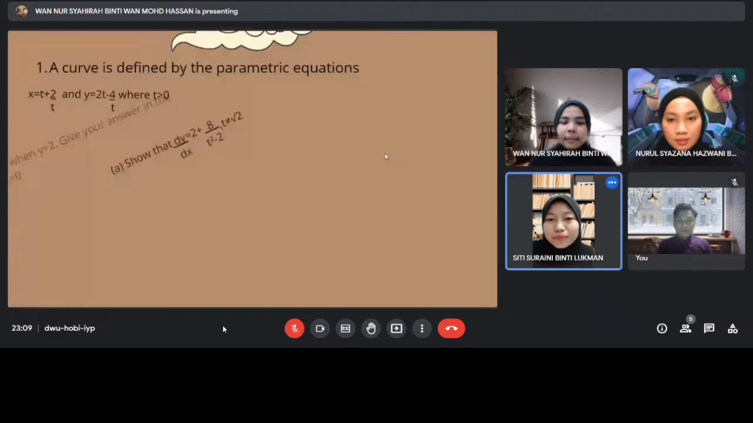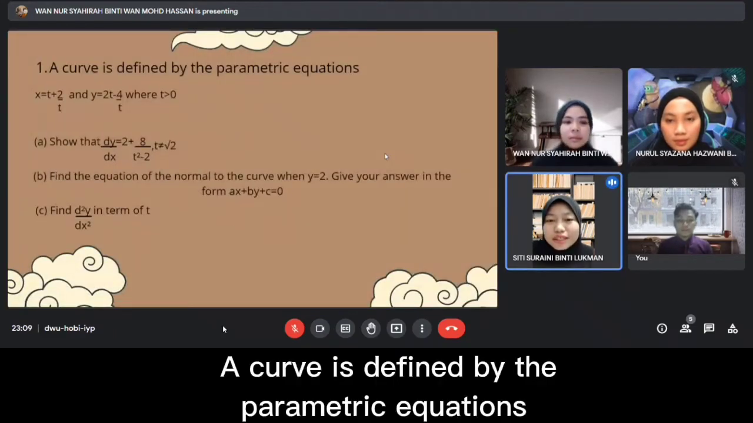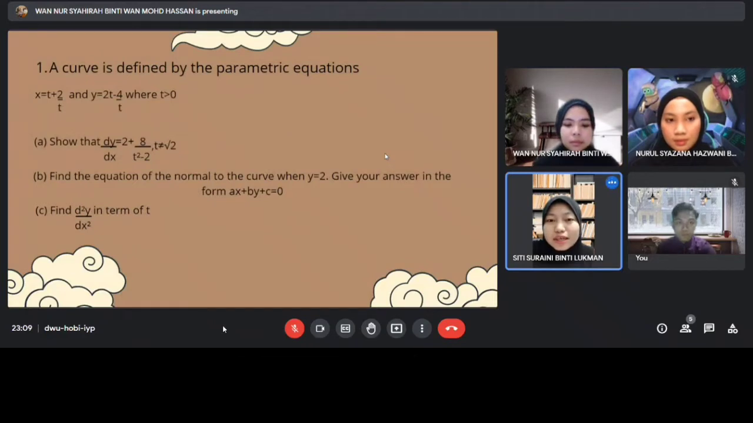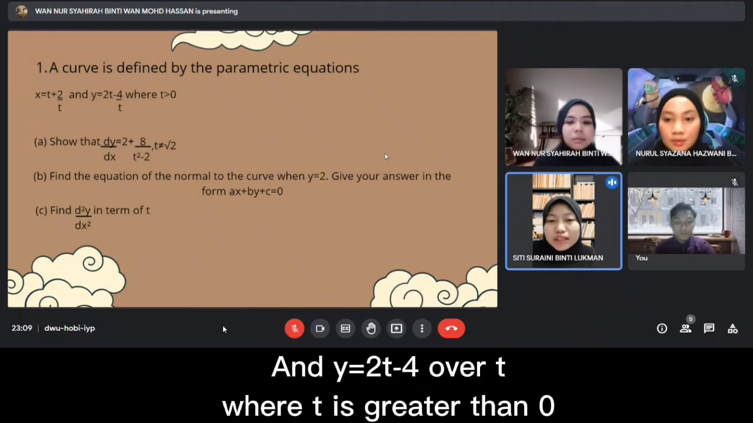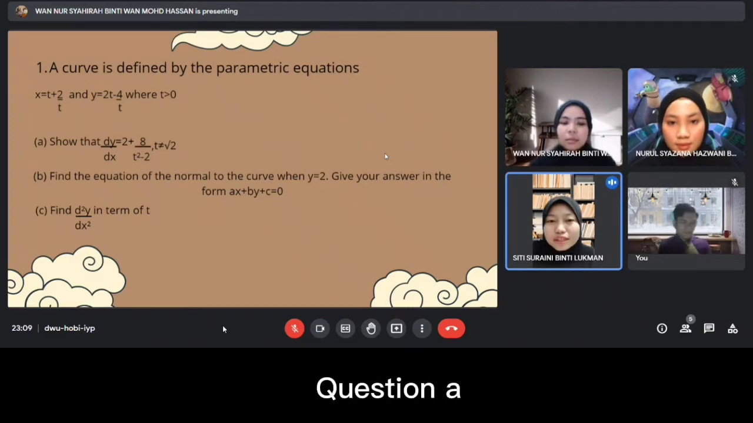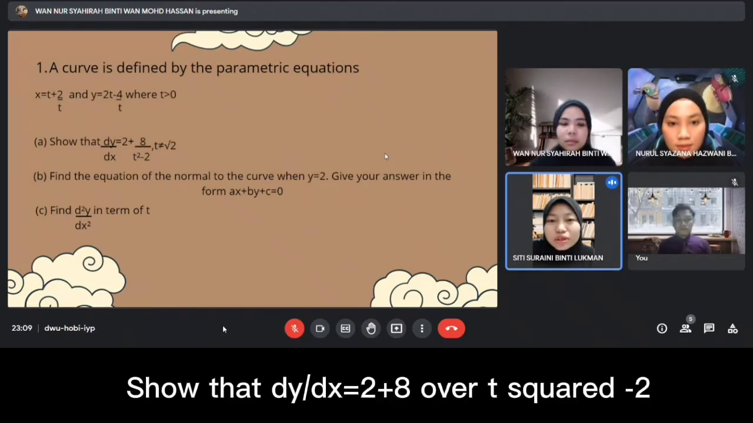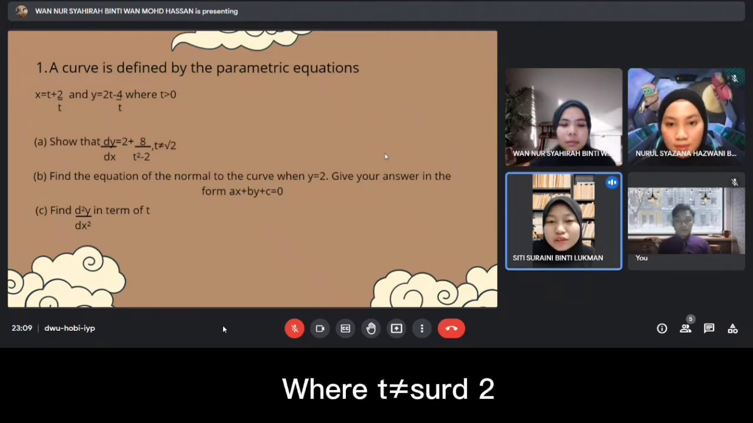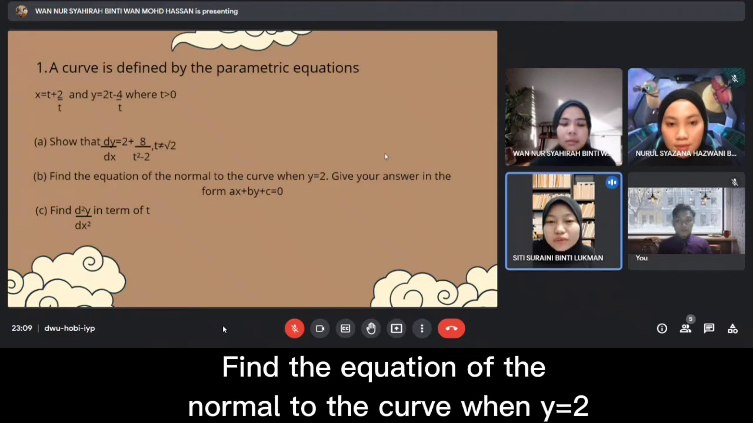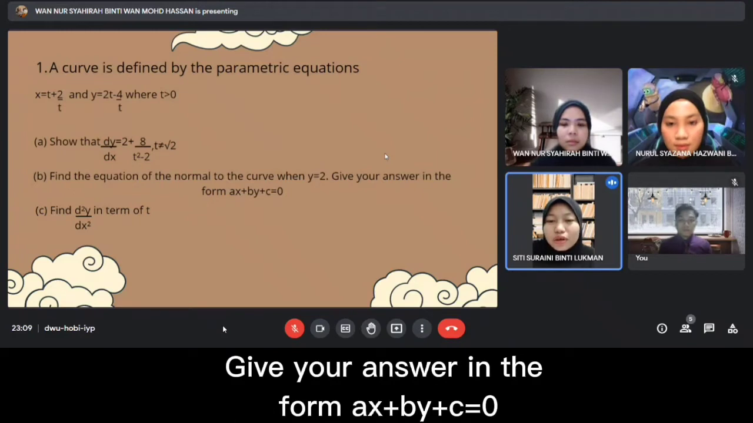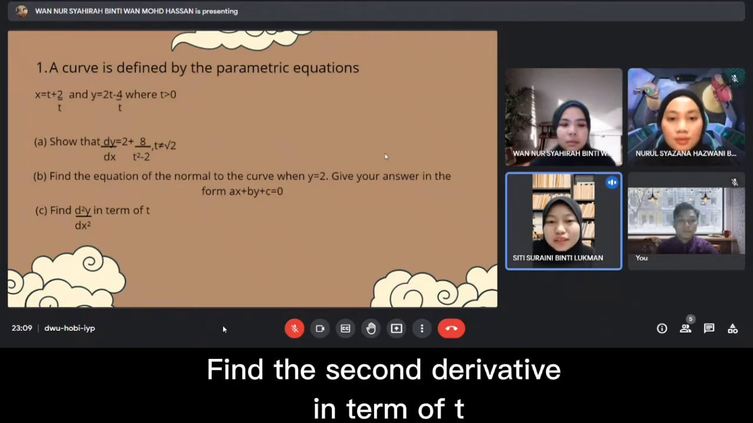Question 1. A curve is defined by the parametric equations x equals t plus 2 over t and y equals 2t minus 4 over t, where t is greater than 0. Question A. Show that dy/dx equals 2 plus 8 over t squared minus 2, where t is not equal to plus or minus root 2. B. Find the equation of the normal to the curve when y equals 2. Give your answer in the form ax plus by plus c equals 0. C. Find the second derivative in terms of t.